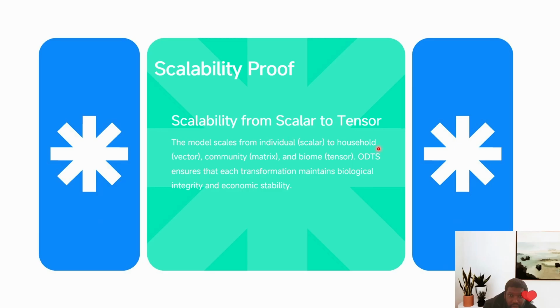Scalar model. Individual scalar to household vector. Community matrix and biome tensor. So this is just a model. The biome is everyone's ecosystem. And social transformation, maintaining biological integrity and economic stability. The individual is a scalar to housing a vector. I pay for my house. I don't pay for I have a room.